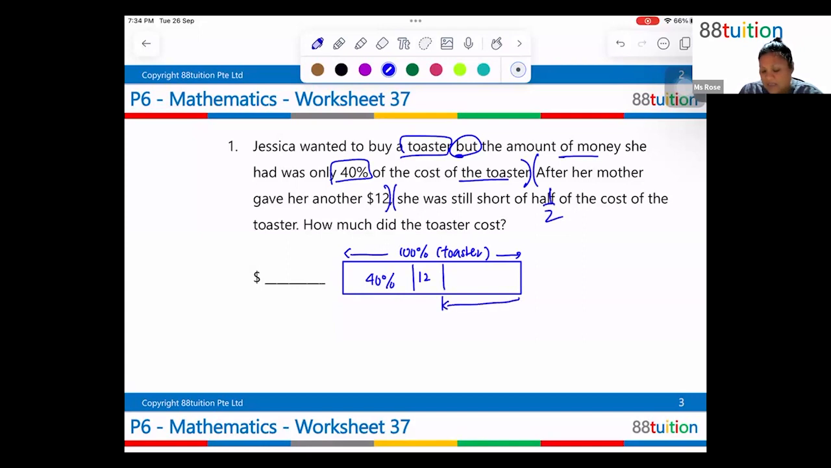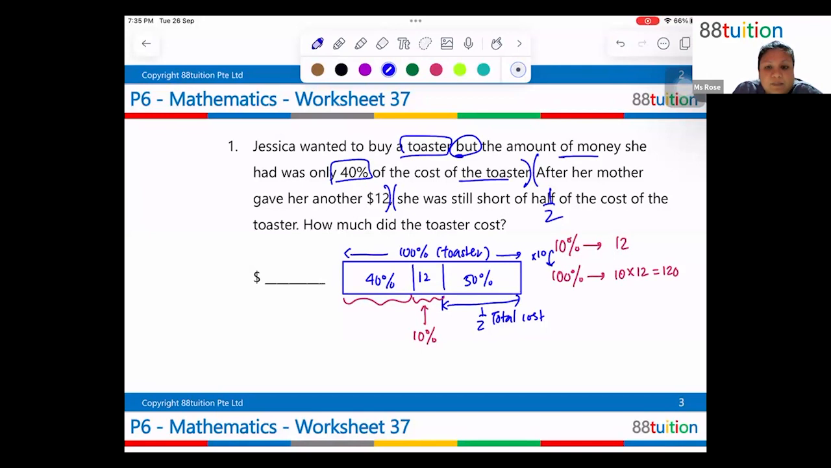So that means this represents half of the total cost. I can also put this as 50%. If this is 40% and you have 50%, that means the $12 represents 10%. So 10% is $12. So 100% would be, you can find 1% if you want to, otherwise you just have to times 10, because from here it is times 10.